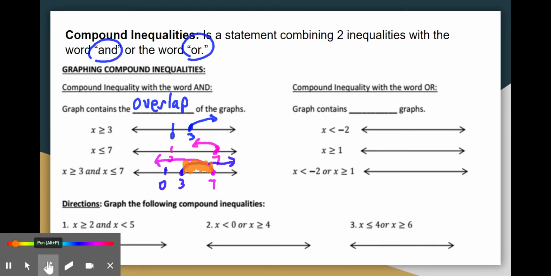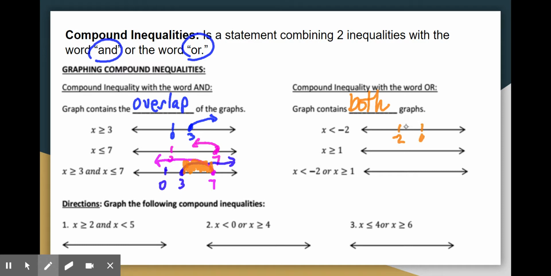All right, let's try an or. For a compound inequality with the word or, the graph contains both graphs separately. So if I ask you to graph for me x is less than -2, well, that would be an open circle on the -2, and we draw to the left. But if x is greater than or equal to 1, we'd put a closed circle and graph to the right.